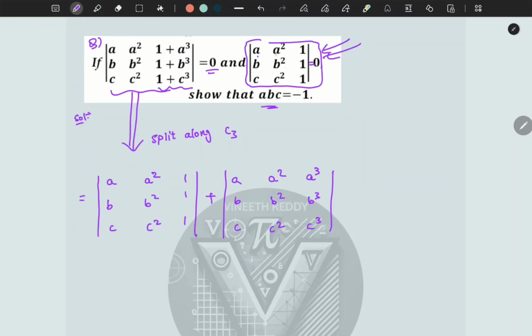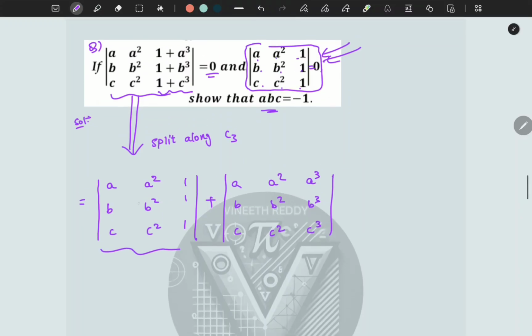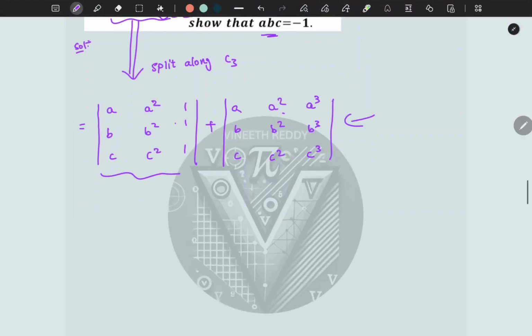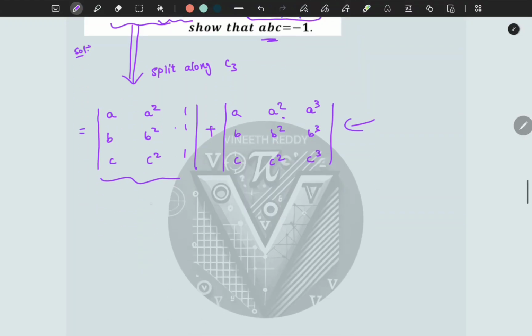Don't forget it. We need a square 1, b square 1, c square 1. So this is ready made. We have a square 1, b square 1, c square 1. Can we get the same determinant from the second determinant? The answer is yes.